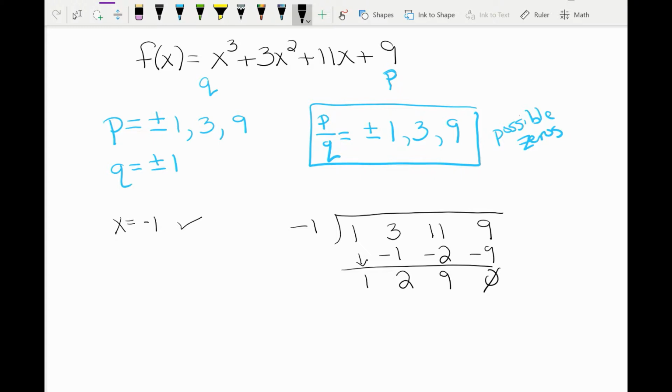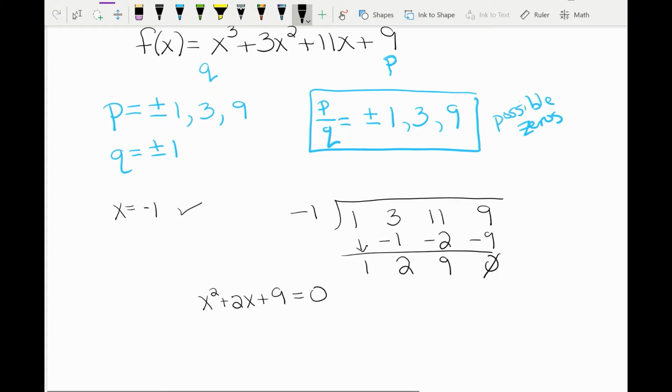Then you go back and you try to find another zero that works, and none of the other numbers work. You try 3, -3, 9, -9, and none of them work, right? Since none of those numbers work, what we're going to do is write down our polynomial. Since we did synthetic division once, the new polynomial is going to be down 1 degree. So it starts with x squared. So I have x squared plus 2x plus 9. And I set that equal to 0.